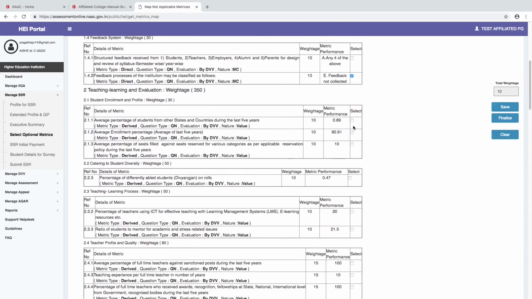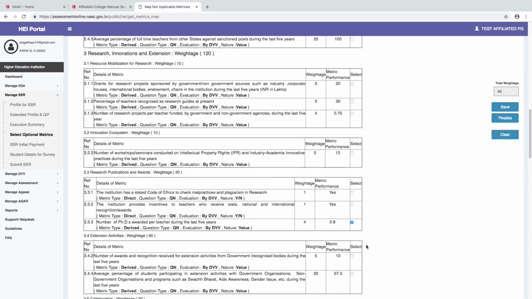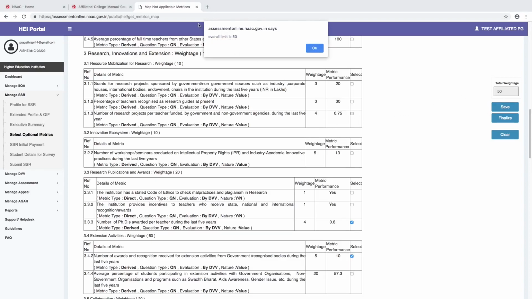1.4.2, 2.1.1, and we will see that the cumulative number just keeps on increasing. 2.4.3, 4.1.4, 3.3.3, 4.2.5 and 3.4.2. Now when I try to select any metrics more than the 50 weightage, it will not allow me to select, stating that the limit is only 50.